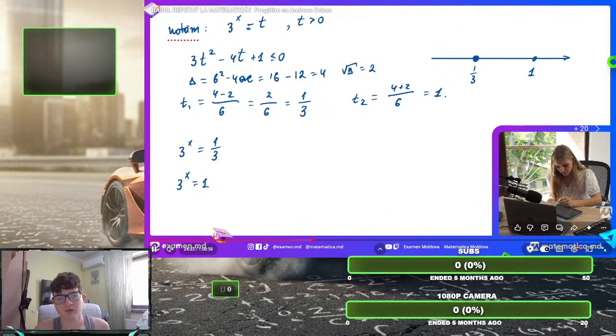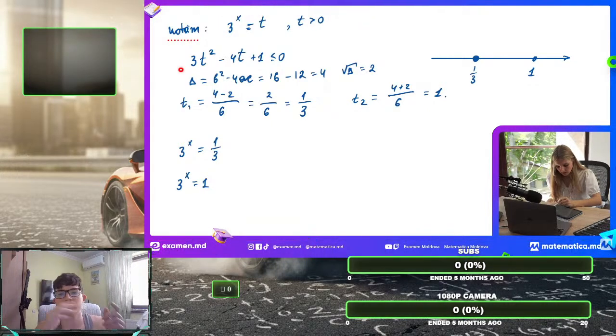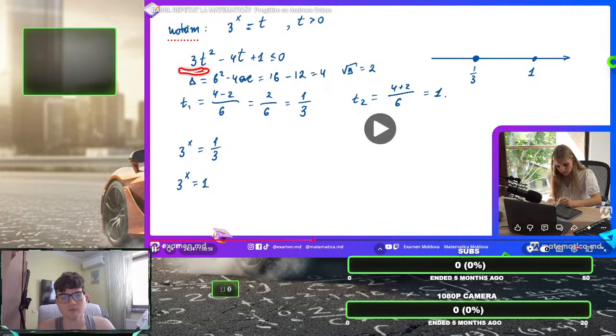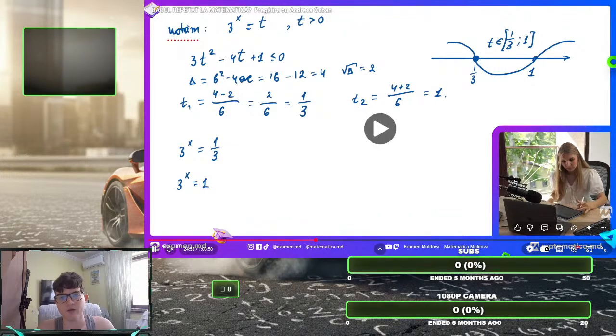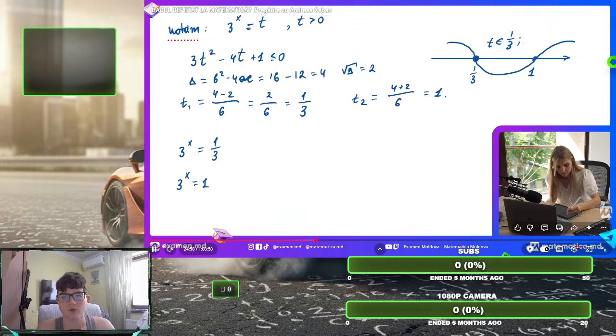I don't know why she just placed the t values right there. Shouldn't we swap it with the x values? Anyways, they're placed right there. Now what? It goes like this down and then, hold up, goes down and up.